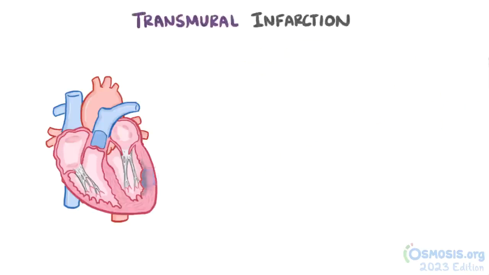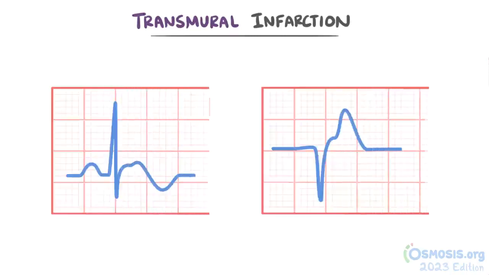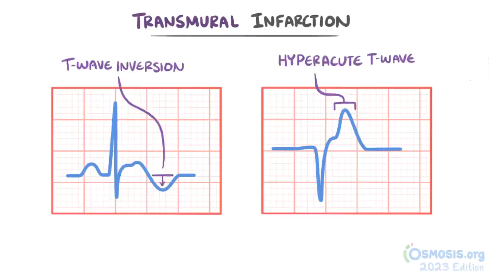Finally, we have transmural infarction, which happens when a coronary artery becomes completely blocked for greater than about 20 minutes, and this causes transmural necrosis. Within minutes, a transmural infarction leads to ECG changes. The most common would be a T-wave inversion, but there might also be hyperacute T waves, which are large asymmetric T waves that appear in at least two contiguous leads.